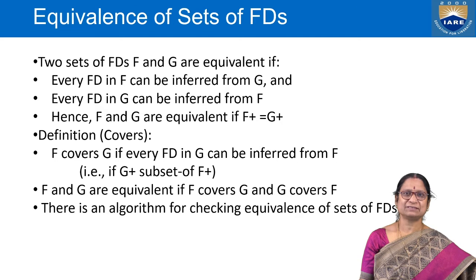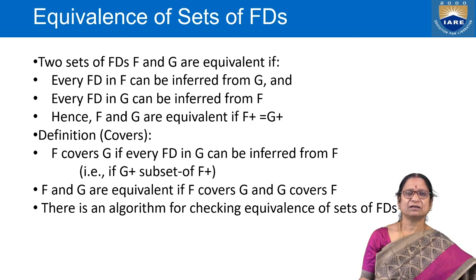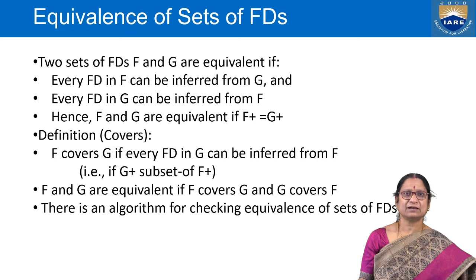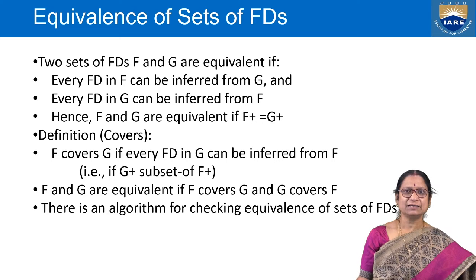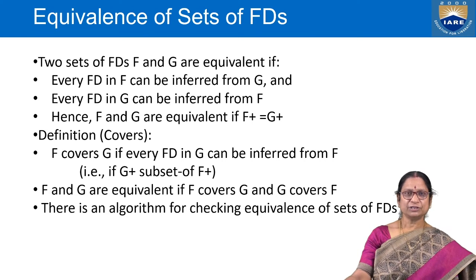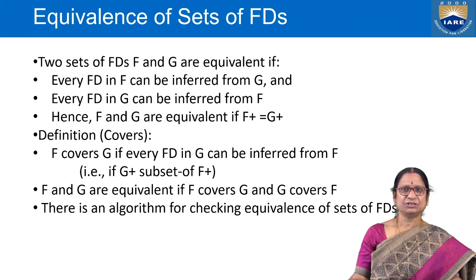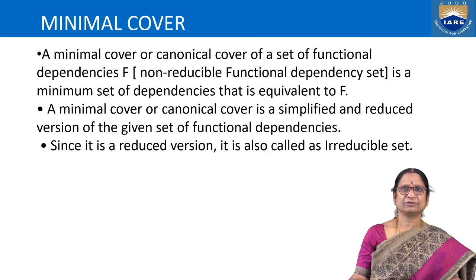In the first case, F plus is equal to G plus, so the respective closures are equivalent. In the second case, because we are inferring, automatically the closures are equivalent. In the second case, the closure of the second set is a subset of F plus. So both are equivalent, meaning F covers G and G covers F. Both are considered.